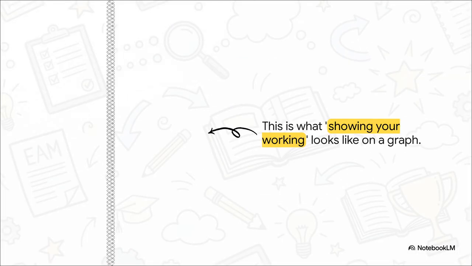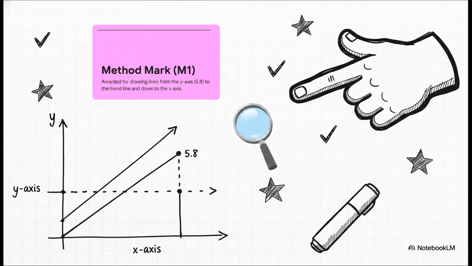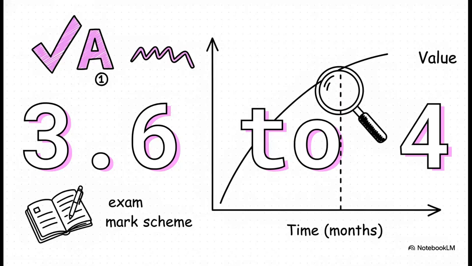And here it is. This is the physical evidence of your method. A nice straight line drawn from 5.8 on the weight axis over to the line of best fit, and another one straight down to the age axis. That action right there, just drawing those 2 lines, is worth 1 full mark. And the mark scheme couldn't be any clearer. It gives you an M1, a method mark, for exactly this. A line drawn from 5.8 on the y-axis to the trend line and down to the x-axis. Seriously, if you draw those lines, you get the mark, even if you mess up reading the final value. It's an easy win.